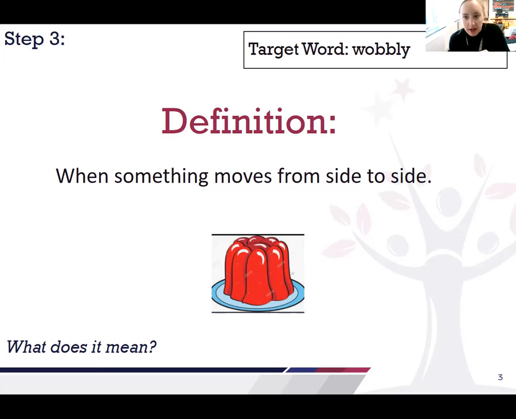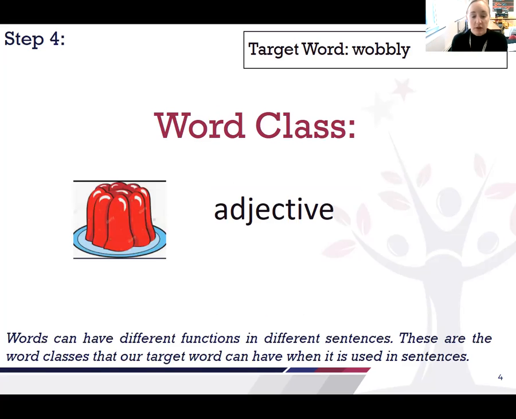Have a little go. Can you wobble at home? You show me your super wobbling moves. So wobbly is an adjective when we use it to describe how something is moving. Okay, so for example, I've got my jelly there, my wobbly jelly. So I'm describing how it's moving from side to side.